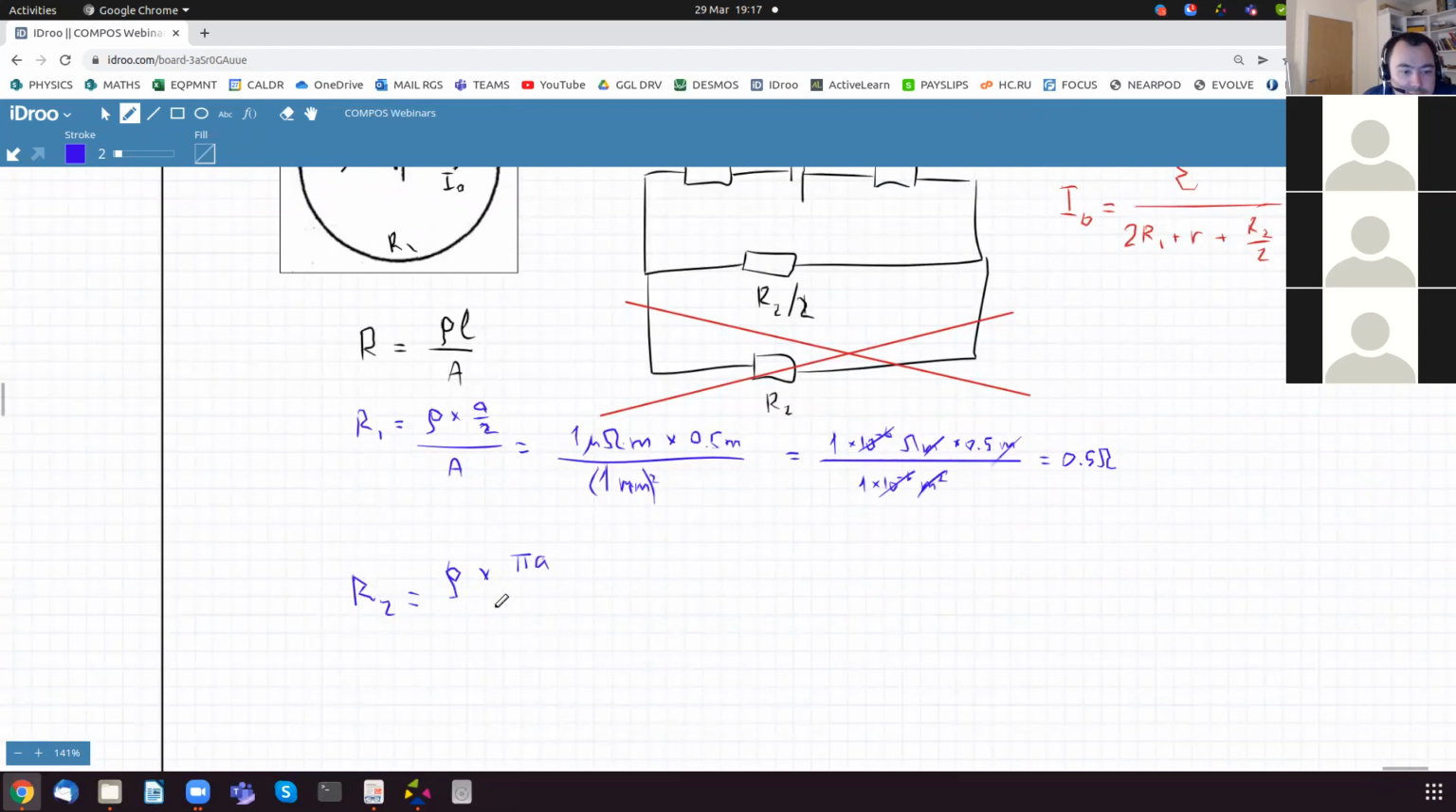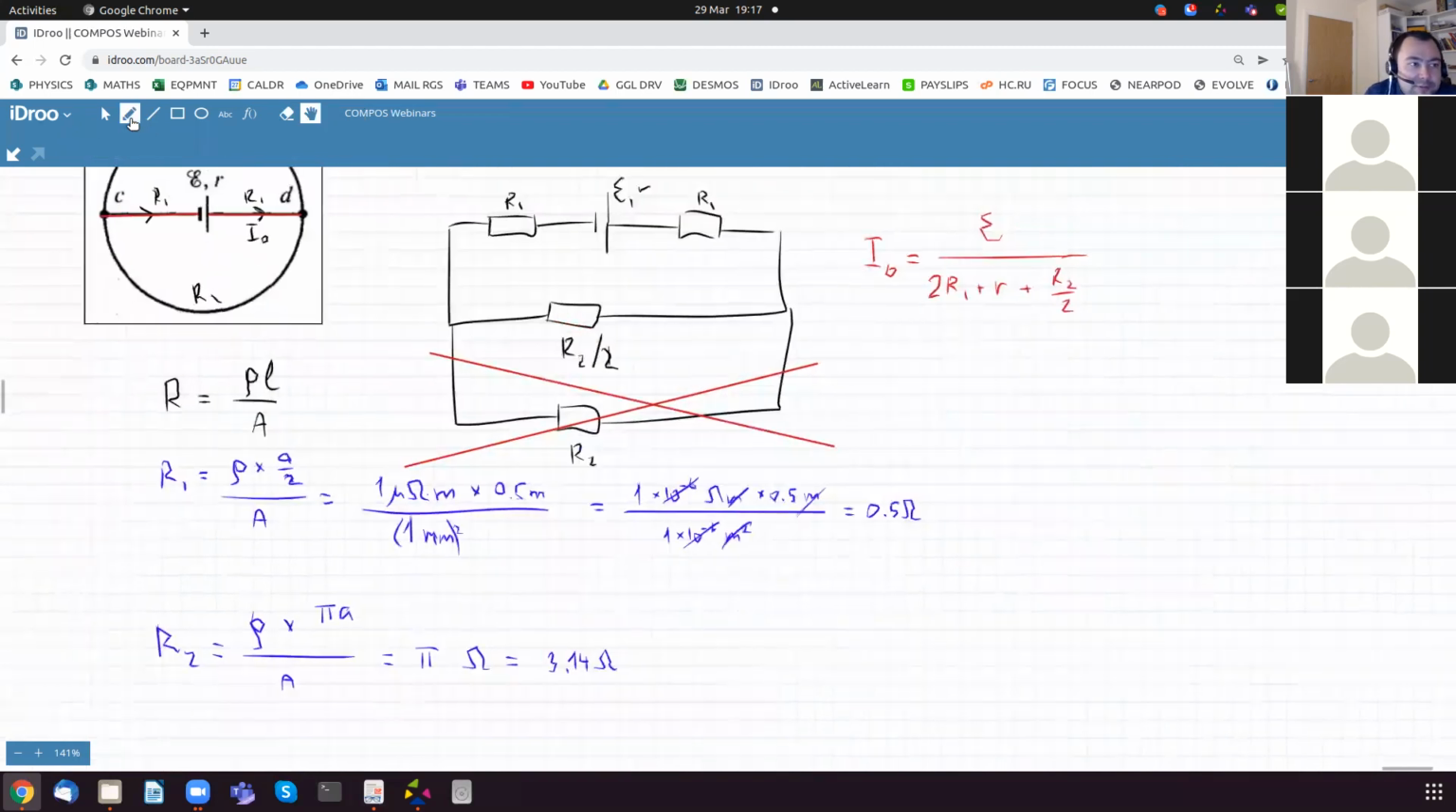Oh, yeah, that's it. Pi A divided by cross-sectional area A. Now, nothing's changed here, so this one sort of cancels out with this one, and it's going to be pi ohms. Now, in physics, we don't usually put pi ohms here, so it's going to be 3.14 ohms. And that's what I need to plug in here.